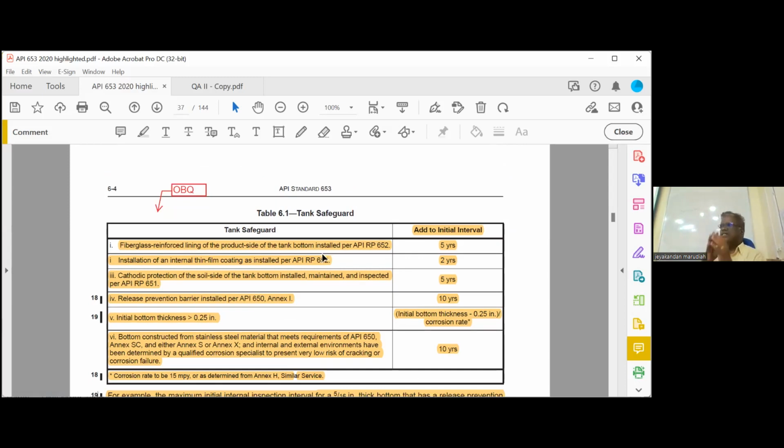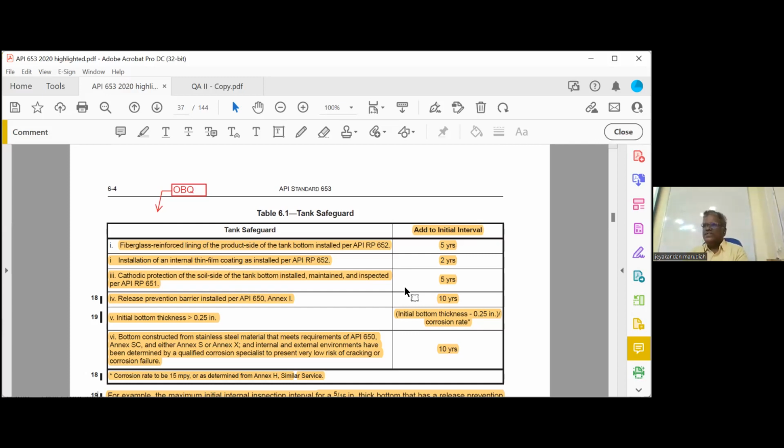Suppose generally internal inspection is 10 years. If you have fiberglass reinforced lining on the product side, you can add another 5 years. Instead of 10 years, we can make it 15 years. If you have an internal thin film, you can add another 2 years. If you have cathodic protection on the soil side, you can add another 5 years. You can go on adding like this. But this cannot be more than 20 years without a release prevention barrier. With the release prevention barrier, it cannot be more than 30 years. Whatever additional safety features you have, you can add them.